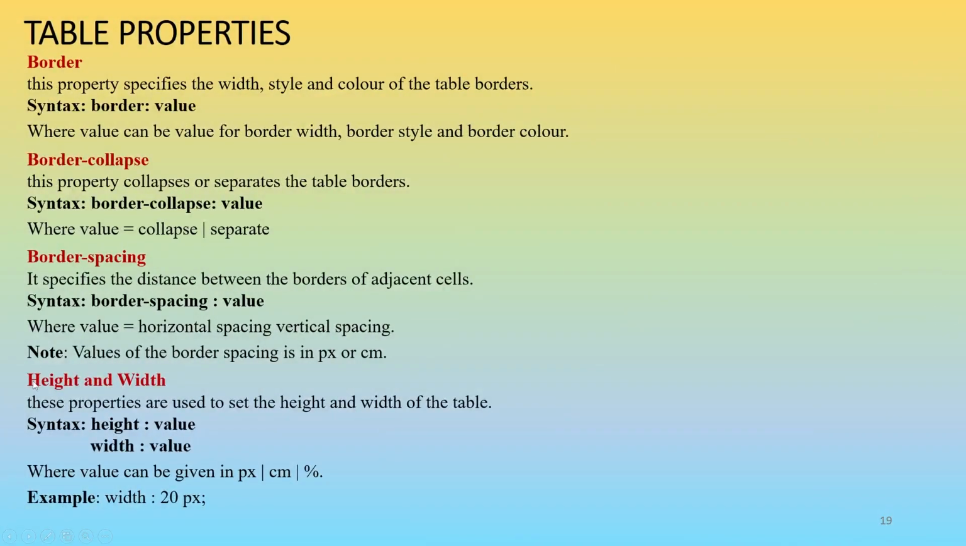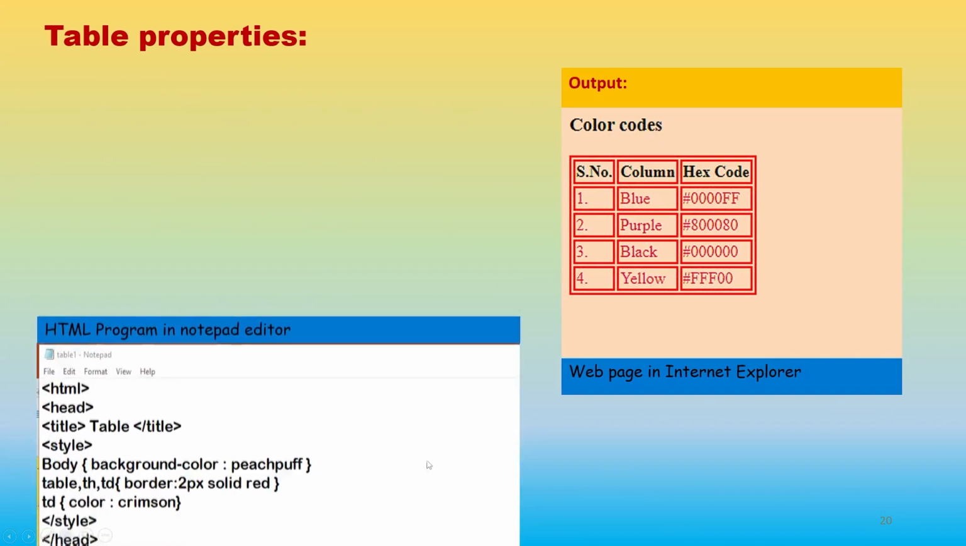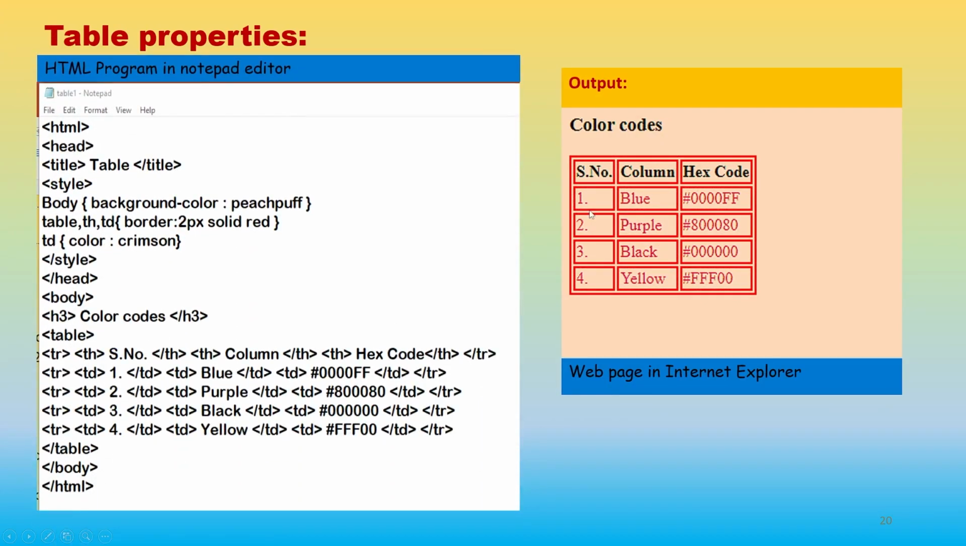Then I have height and width. These properties are used to set the height and width of the complete table. Now height is equal to value and width is equal to value, where value can be in pixels, centimeters or percentage. Example, width is equal to 20 pixels. Now let's write a program to understand this. Now you will understand why I was writing TH in the first row, then TD in the next.